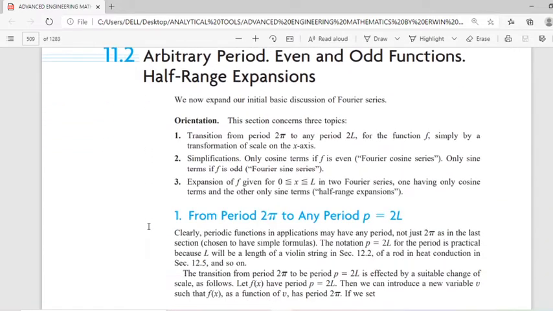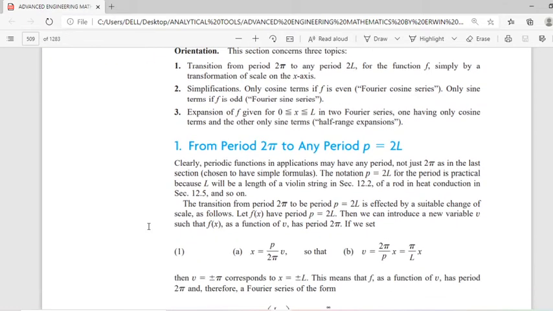And now we move to the section on arbitrary period, even and odd functions, half range expansions. So instead of restricting the period to 2 pi, we consider period p equal to 2l.